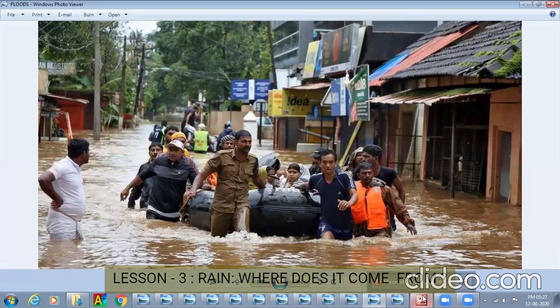Due to more water, what will happen? They cannot drink that water. They cannot do any work. See how it is. Till that water goes, even roads are completely filled with water. The drainage water gets mixed up. So, this is how floods occur, and this is also not good for us. Due to heavy rains, it occurs.